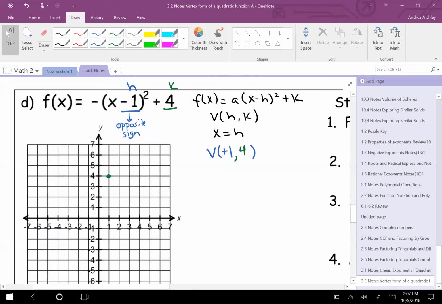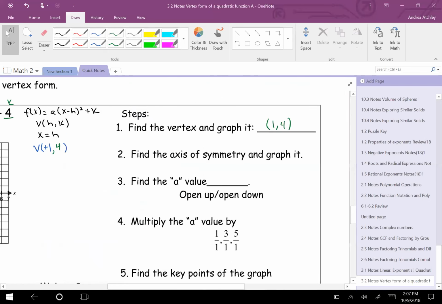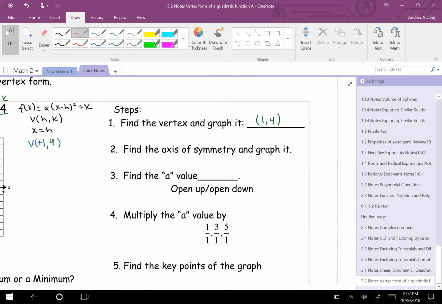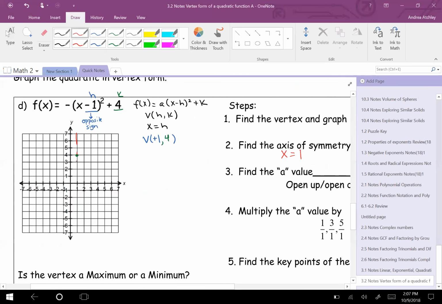Okay, the next thing we want to do is find the axis of symmetry and graph it. The axis of symmetry is just x equals h. So our x value again is 1. So x equals 1. I'm going to draw the axis of symmetry right through the vertex at 1 for x.